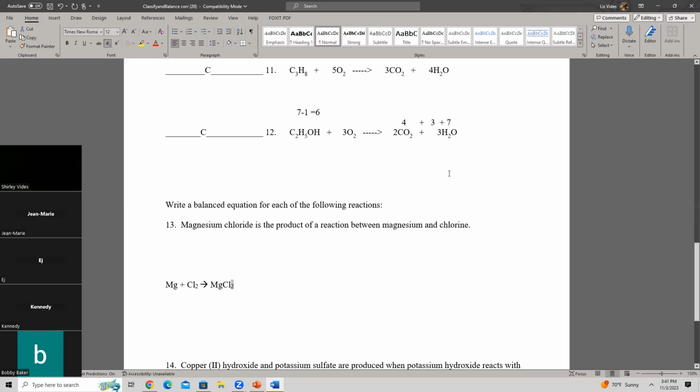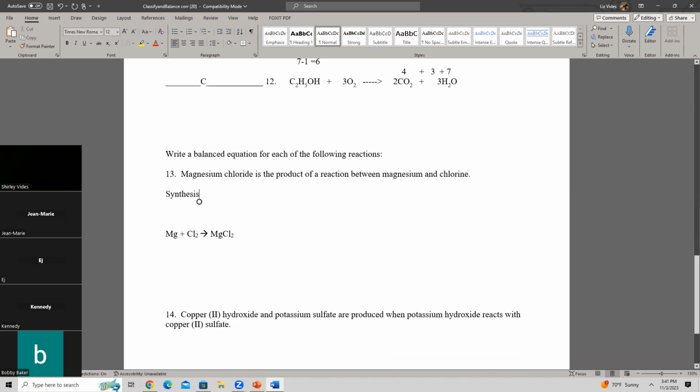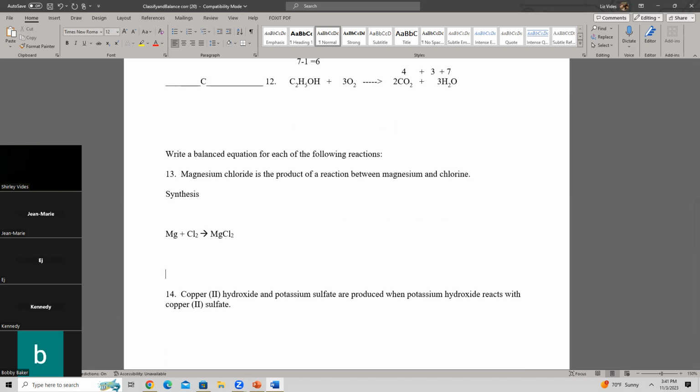And that's that. Now, what kind of reaction is this? What's going on? You have magnesium and chlorine becoming magnesium chloride. So there's only one product. One product means synthesis, right? You can tell because things are being put together. And that's what synthesis means, to put together.